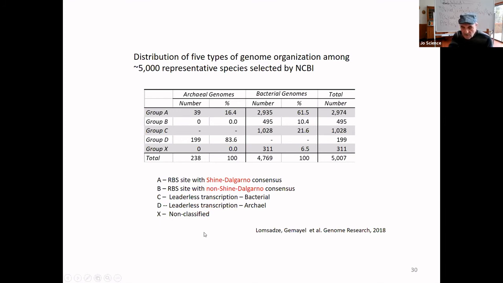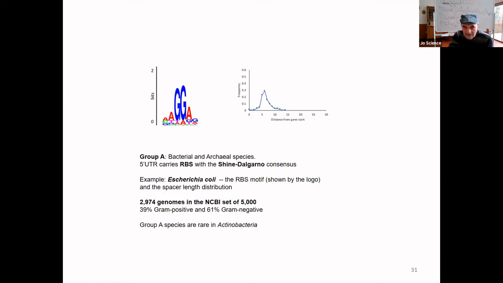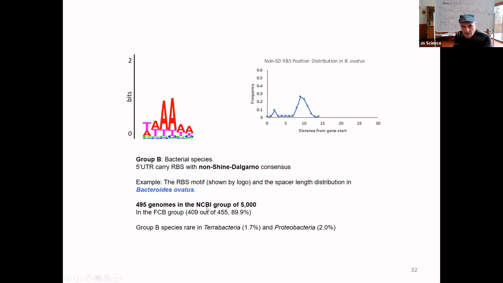I will give you briefly the patterns that we see. Shine-Dalgarno RBS is at a distance of about 6 nucleotides from gene start in bacteria and archaea. A number of genomes, 3,000 out of 5,000, have such a canonical pattern. However, about 500 genomes among the representative genomes defined by NCBI have this quite interesting pattern, absolutely nothing similar to Shine-Dalgarno: AGG, AGG. And here is the average distance where such a pattern is located.